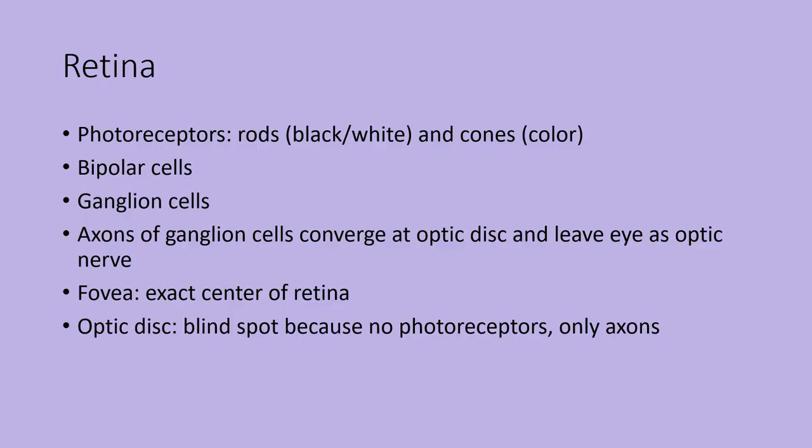In the retina, there's also bipolar cells. Ganglion cells is another layer of cells. And in a moment, I'll show you the orientation of them. The axons from the ganglion cells, they're all going to converge in one spot. It's called the optic disc, and then it leaves the eye as the optic nerve. In that optic disc area where all those axons from the ganglion cells are converging, there are no photoreceptors, it's just those axons, so that's actually a blind spot. Why? Because there's no photoreceptors there. And the fovea is the exact center of the retina.